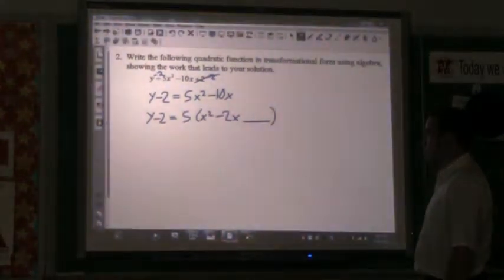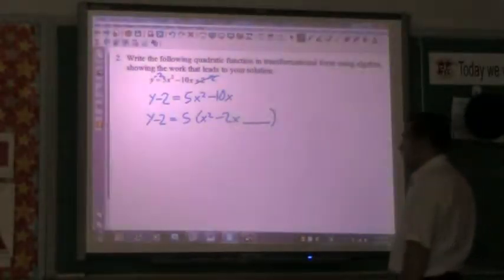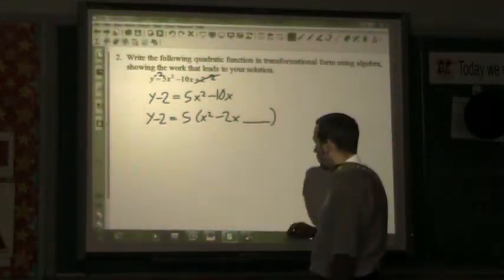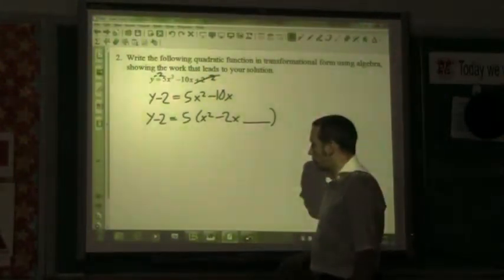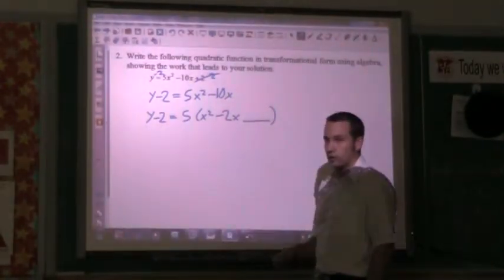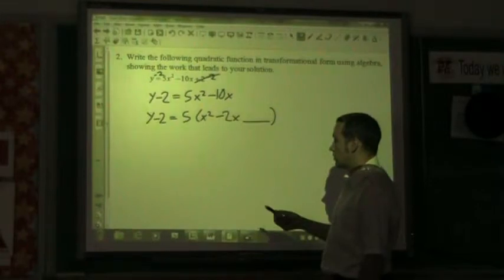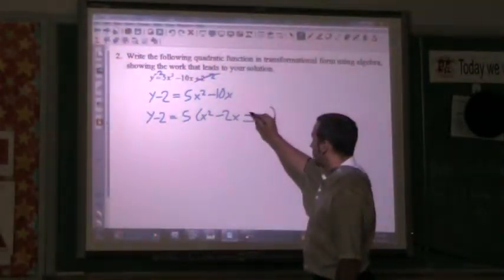Okay, so now that I have the blank for completing the square, to actually complete the square, we take 1/2 of this value and then square it. So half of -2 is -1. -1 squared is a +1. So we're going to add +1.